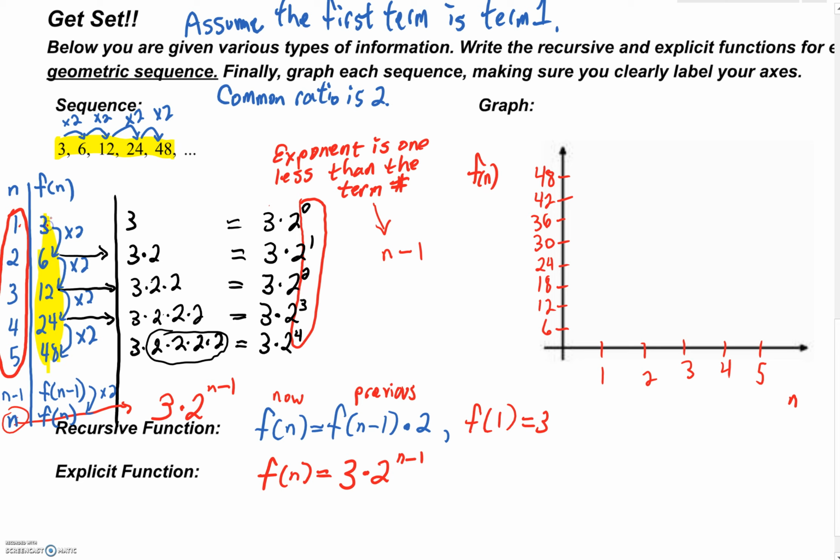We'll have 1, 3, so we'll go just halfway up here. 2, 6 would be a little bit higher. 3, 12 would be about right here. 4, 24 would be right here. And finally, 5, 48 would be just like so. So, again, without grid lines, this is a pretty good estimate as to what we're doing.